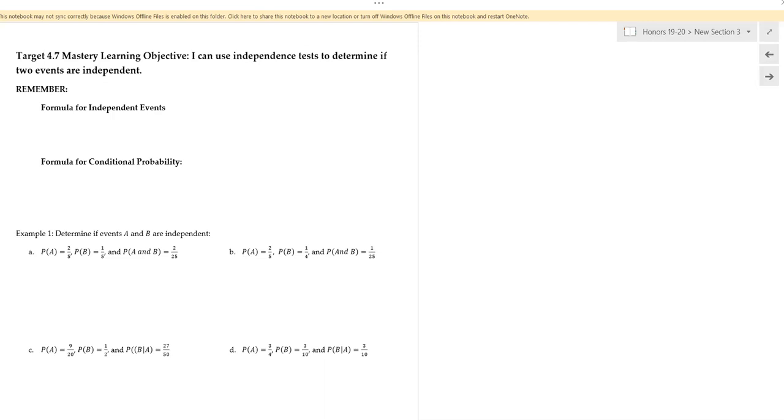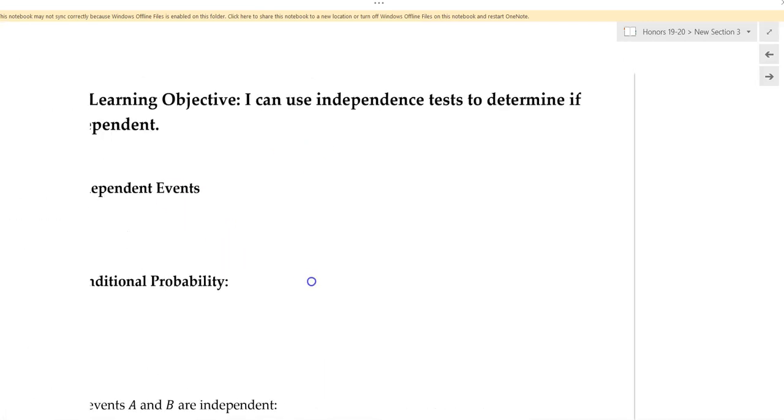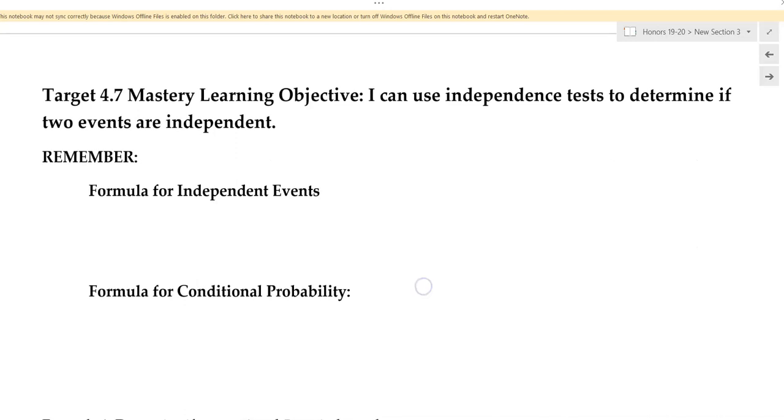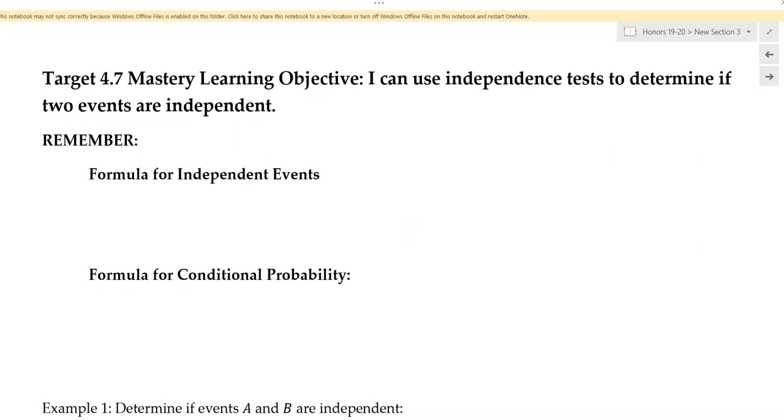All right, we are looking at target 4.7. I can use independence tests to determine if the events are independent. Okay, so last time we looked at independent or dependent, right? We knew what the situation was, and most of the time we could clearly see whether it was independent or dependent. However, in the real world, there's a lot of times that's what we're testing. I'm trying to determine if these events are independent or dependent.